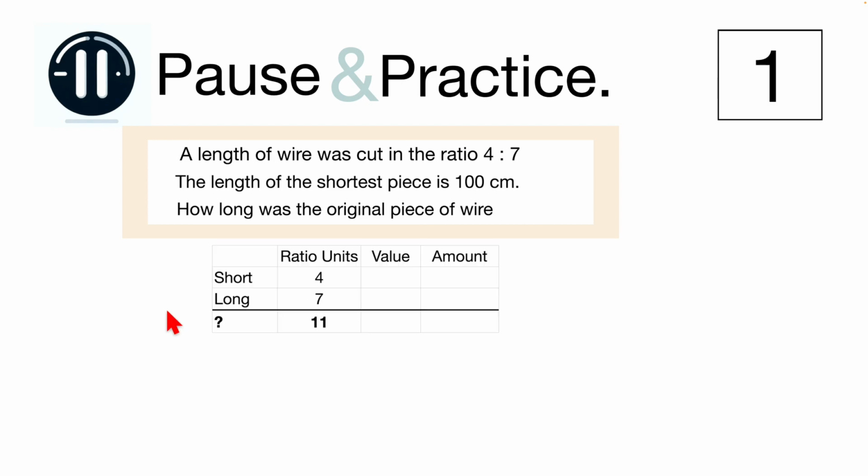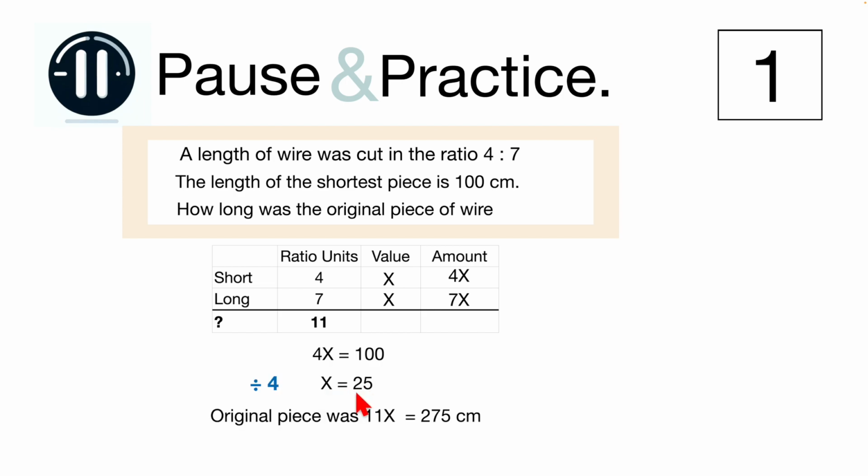Yeah, you guessed it. I'm on the table again. Short piece is 4 ratio units. Long piece is 7. There's a total of 11. We don't know how long it is. But we do know that the length of the shortest piece is 100. So we'll just call it x. And we know therefore the amounts would be 4x and 7x. So we know the shortest piece is 100 cm. So this 4x is equal to 100 cm. Divide by 4, x equals 25. The original piece was 11x long, so that's 275.